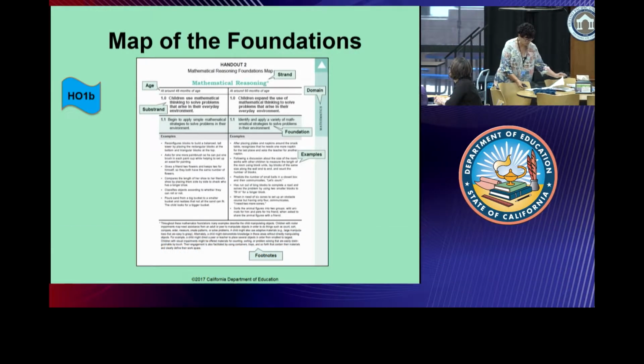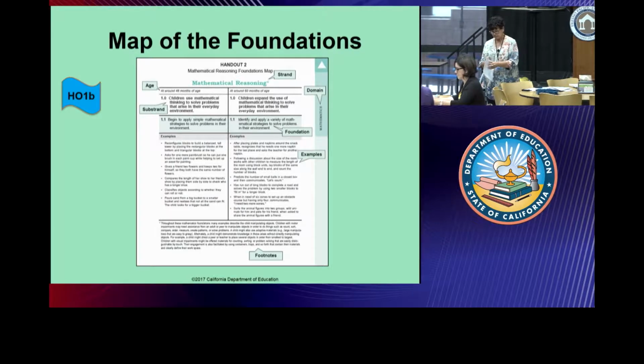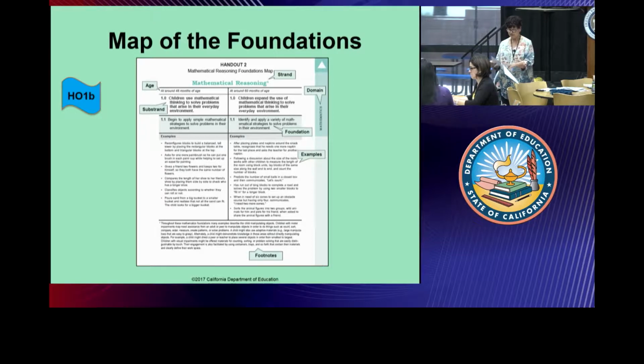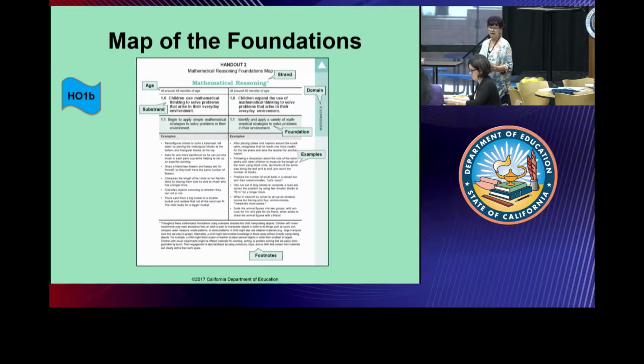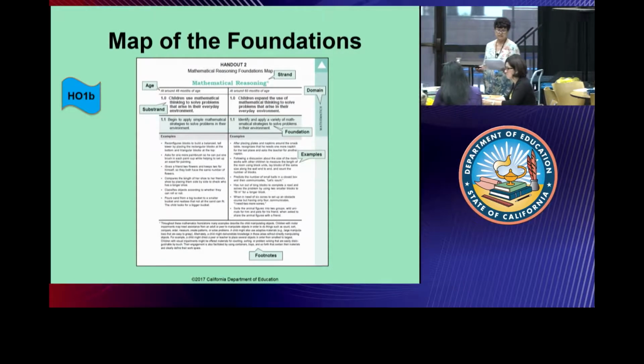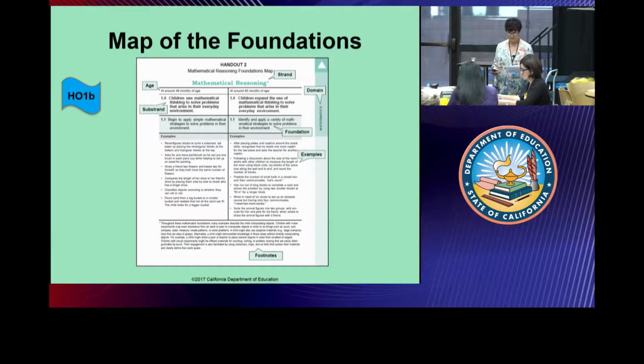Handout number 1B. Take out your handout 1B to go a little bit deeper into the foundations. I know that you said most of you are very familiar with the foundations. We're just going to do a little bit of a review. It's handout 1B. Everybody has it out?